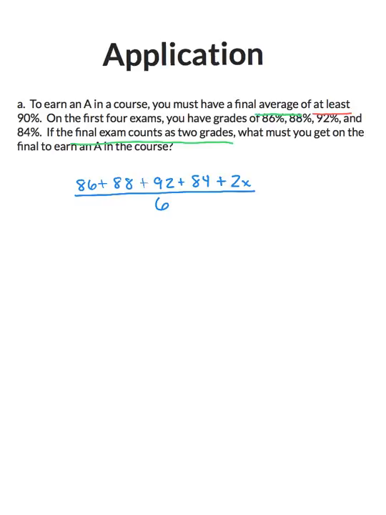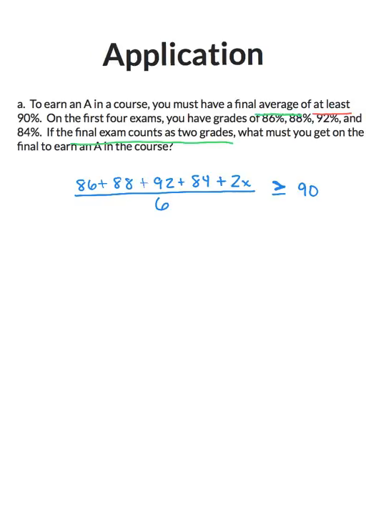Now it says that I want to have a final average, which is what this is, of at least 90%. So I know this is related to 90 in some way. The words at least translate into greater than or equal to 90. So this is our model.